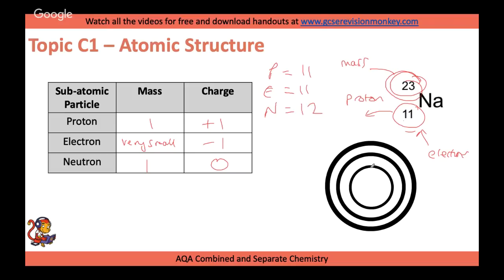You may be asked to draw it, remembering starting on the inner shell, that can have 2 electrons. The next shell can have up to 8. And because we've used 10 already, we just need 1 more in the case of sodium, so that goes on the outside. I know sodium's in group 1 because it has 1 electron on its outer shell.